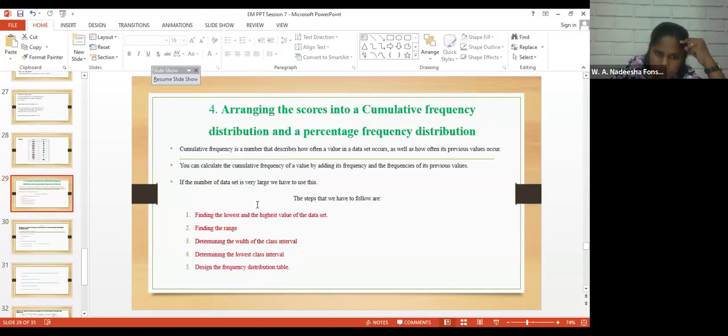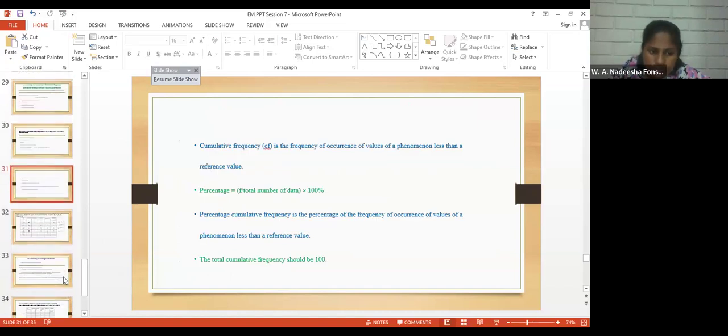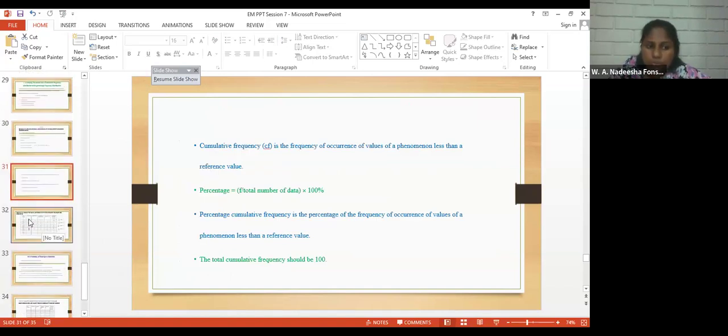So according to the steps, we find the lowest and highest value, then we find the range, then determine the width, then determine the lowest class interval, and the final one is to design the frequency distribution table. Now we have defined the width, we found the lowest class interval, and then we are going to define the frequency distribution curve. Before that, you have to know these terms.